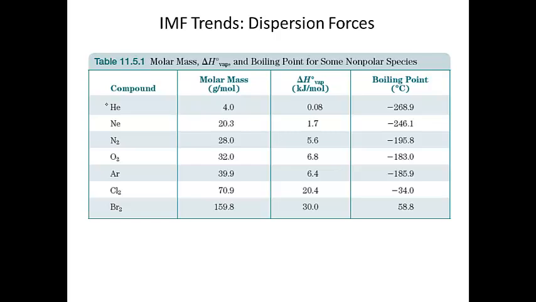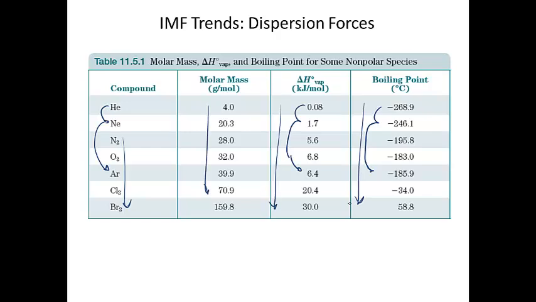So if you go from helium to neon to argon, those are all the same kind of atom. They're all just single monatomic gases. And as you do that, the enthalpy of vaporization also goes up, and the boiling point also goes up. So as size goes up, intermolecular force strength goes up. And in general, when you go to diatomic molecules, N2 to O2 to Cl2 to Br2, as the molar mass goes up, the enthalpy of vaporization goes up, and the boiling point goes up. So that's the important trend for dispersion forces, intermolecular forces having to do with induced dipoles.